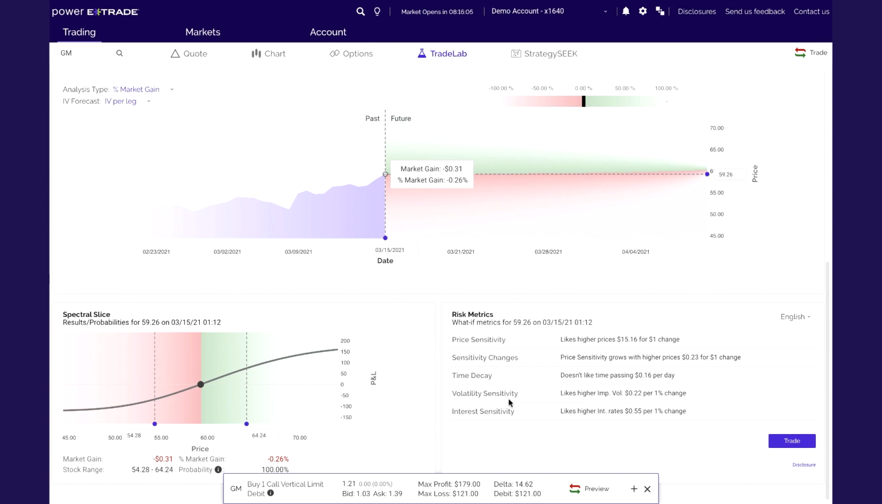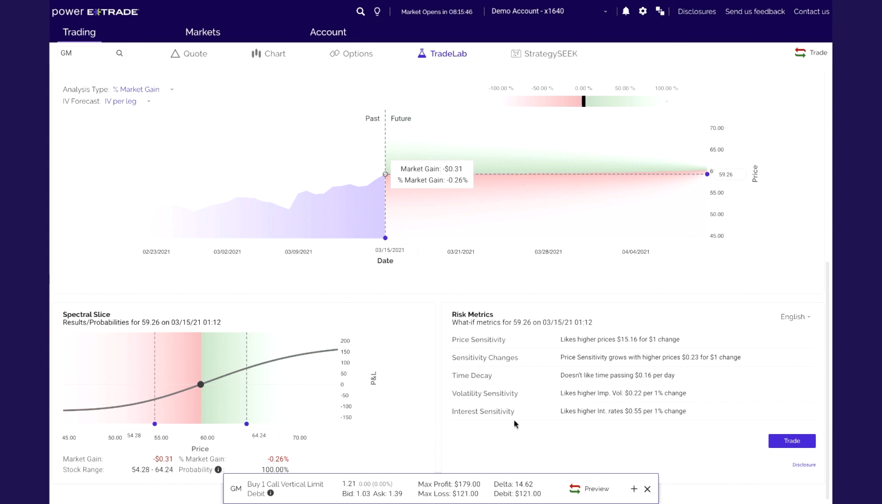How about volatility? It likes higher implied volatility. So if I was looking at this trade and I was thinking about volatility increasing because we were going into something like earnings or some other binary event, and I anticipated that the implied volatility was going to move higher or expand, I could see how this trade would benefit.